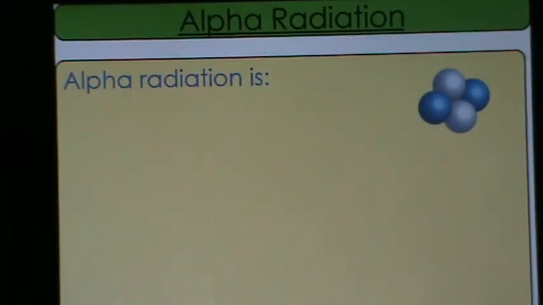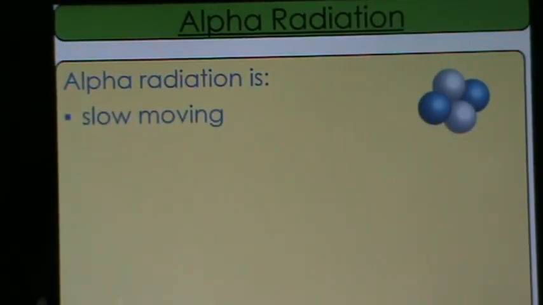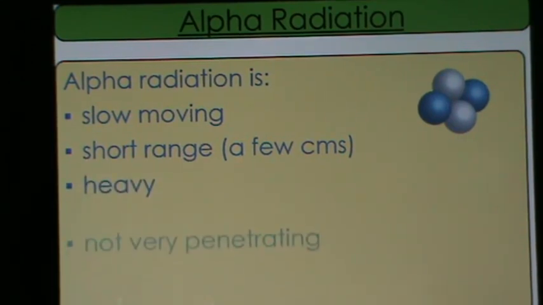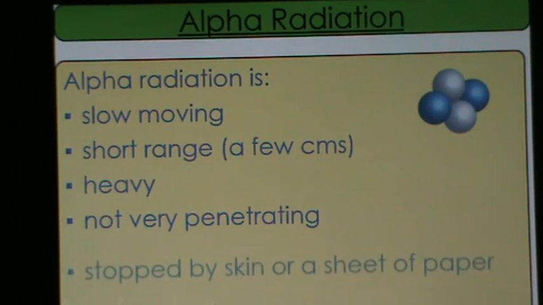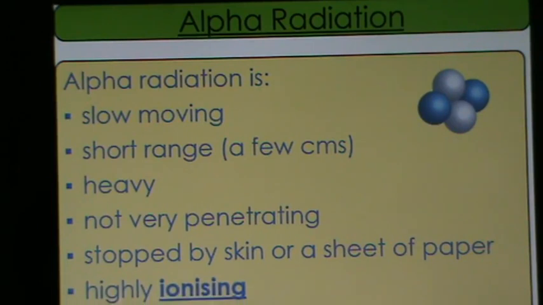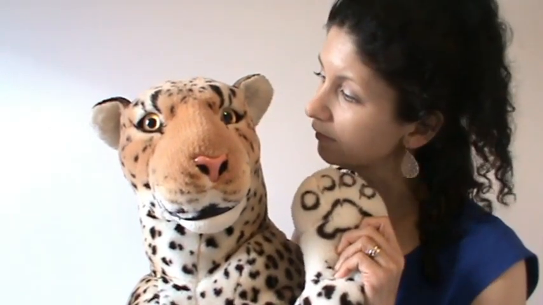Let's go over those characteristics again. Alpha radiation is slow moving, short range, it can only travel a few centimeters through air, is heavy, not very penetrating, and is stopped easily by skin or a sheet of paper. However, alpha is highly ionizing. And don't worry if you don't know what that word means yet. I'll go over that shortly. Remember the leopard. He's heavy, he's bulky, he tends to smash into things. So he's very ionizing. Aren't you?